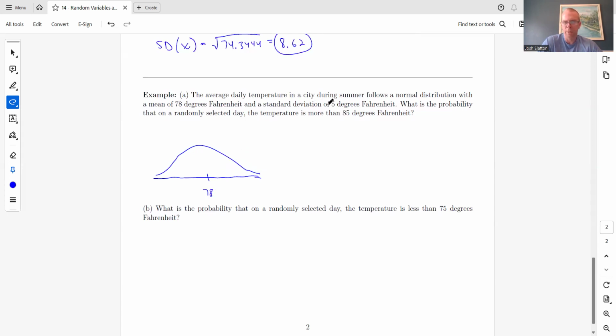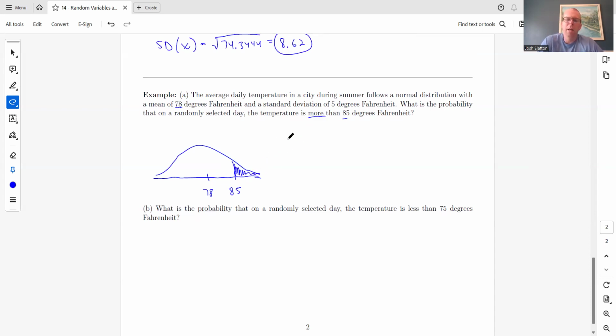And then you don't have to worry about labeling the standard deviation on here. You're going to label the 85. So you label the 78 and the 85. 85 is going to go somewhere up here. And then you have to shade one way or the other. So we're going more than 85, so we're going to shade this way.